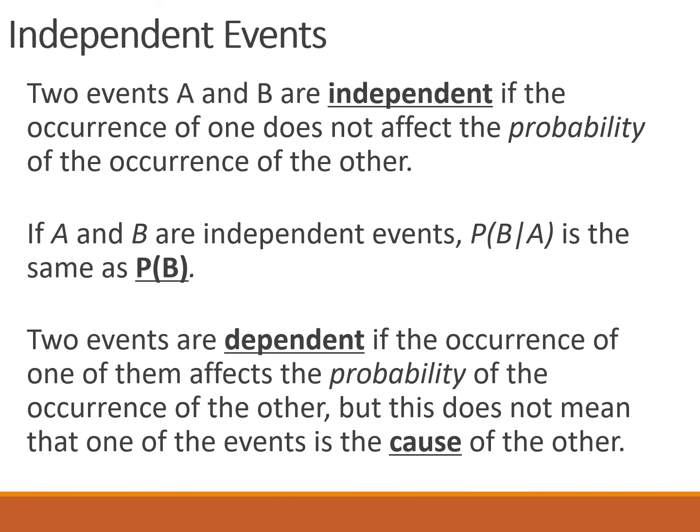Here's the actual definition of independent events. Two events are independent if the occurrence of one doesn't affect the probability of the occurrence of another. If we actually did the math, we would see that the conditional probability of B given A is the same as just the straight probability of event B. Two events are dependent if the occurrence of one affects the probability of the other. However, just keep in mind that it doesn't mean that one event is the cause of the other.